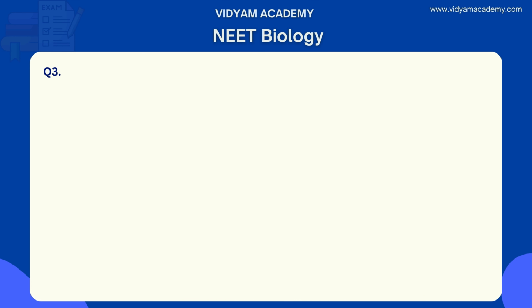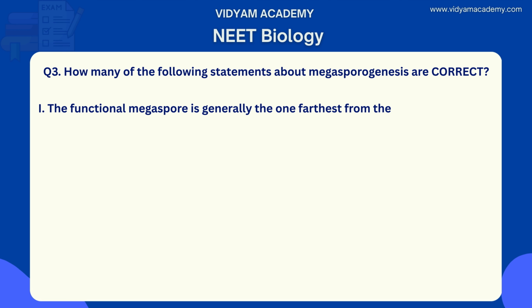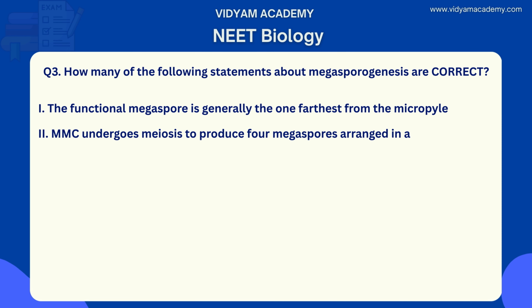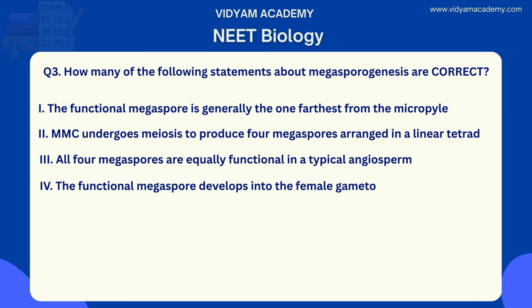And let's move to question number 3. How many of the following statements about megasporogenesis are correct? Option 1, the functional megaspore is generally the one farthest from the micropyle. Option 2, MMC undergoes meiosis to produce 4 megaspores arranged in a linear tetrad. Option 3, all 4 megaspores are equally functional in a typical angiosperm. Option 4, the functional megaspore develops into the female gametophyte, embryo sac. Option A, only 2, statements 1 and 2.